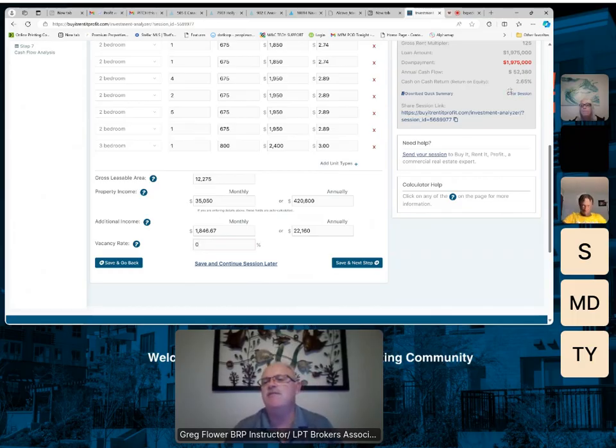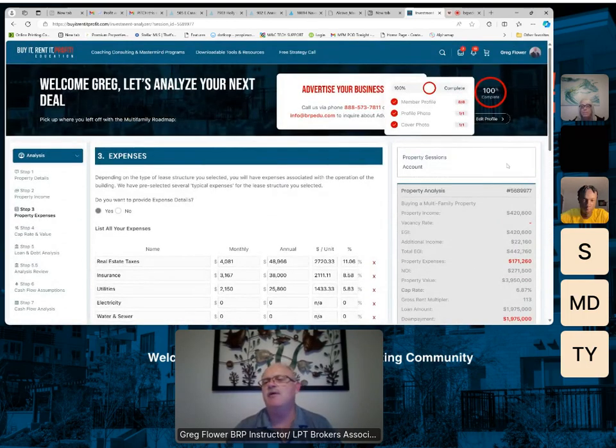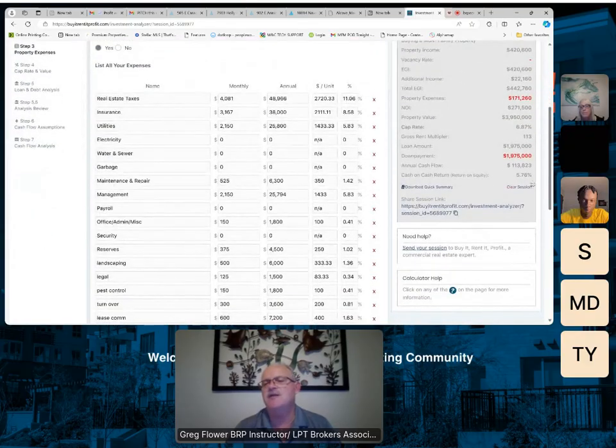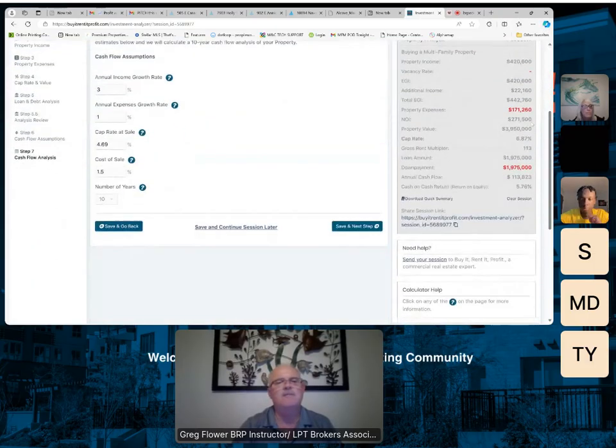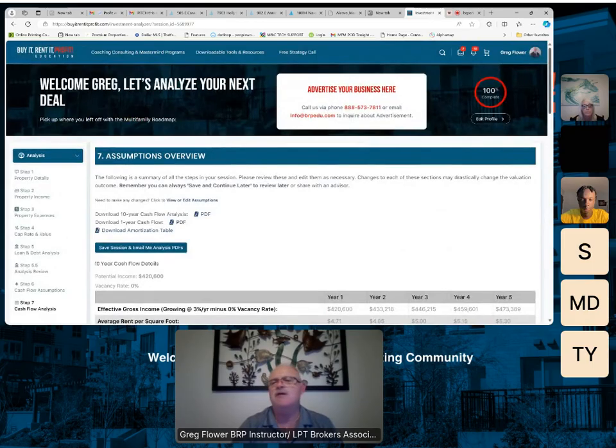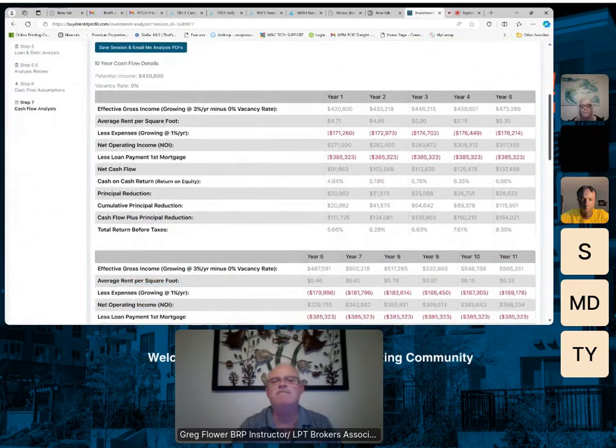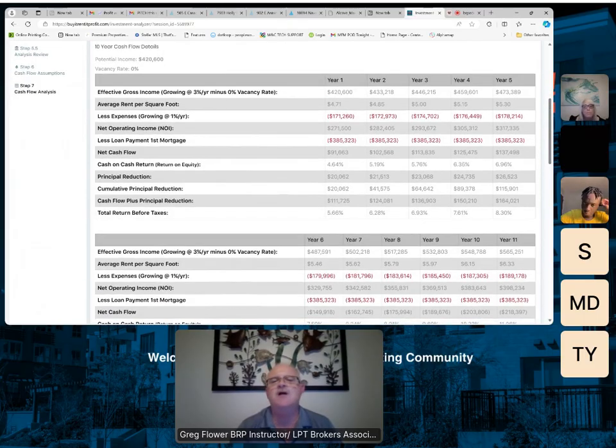Remember, we were at 2.65 here. Let's save and move forward. Look at that. I doubled our cash on cash just by raising the rents a little bit. Let's go to the back here and see what we raised our NOI to. Remember, it was 210,000. Look at that, 271,000. Nice. Wow. It's almost 100,000 more than they reported on their NOI. Our net cash flow is 91,000.